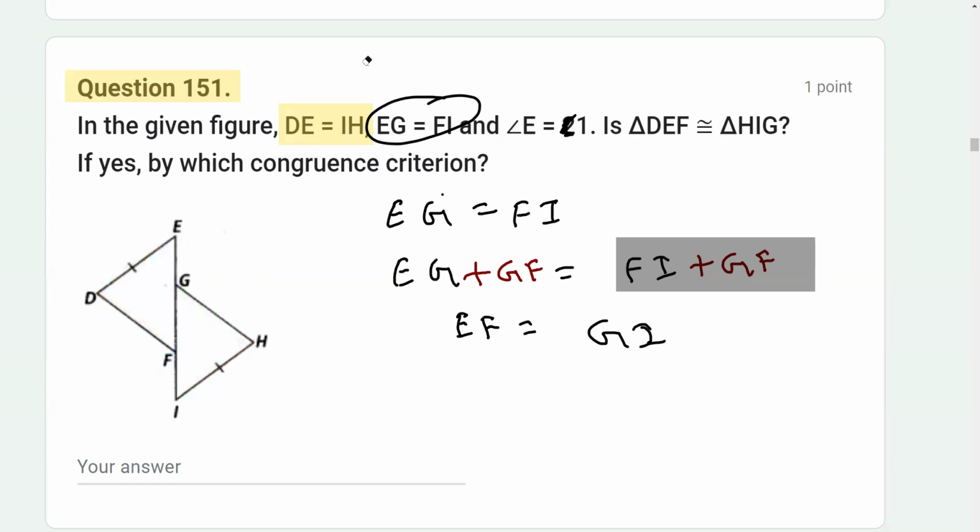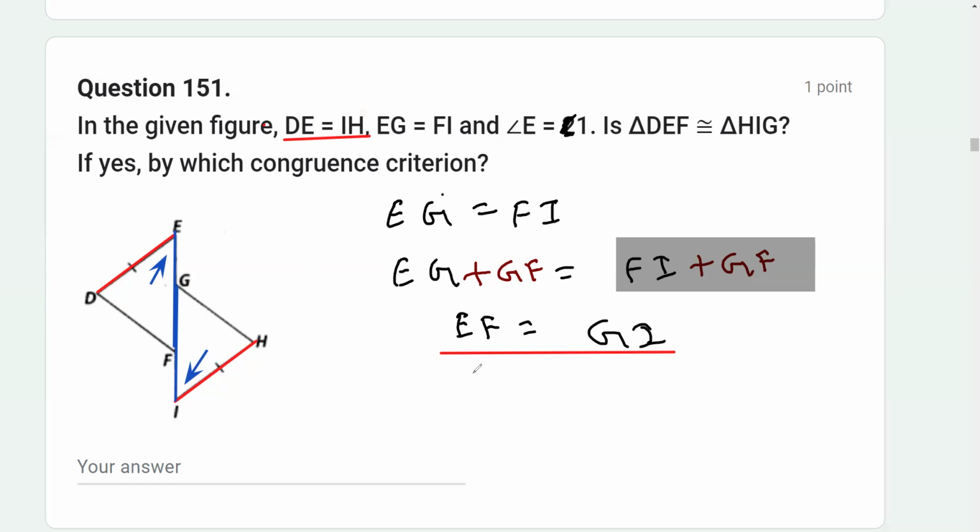Once again, I can show you why the triangles now can be said congruent. Number one, we have one side, this is equal to IH. That's given over here. This is given over here. And we have proved these two sides equal, that is, say, EF is equal to GI. Further, one angle, that is angle E, is equal to angle I. So now we can say the triangles are congruent.